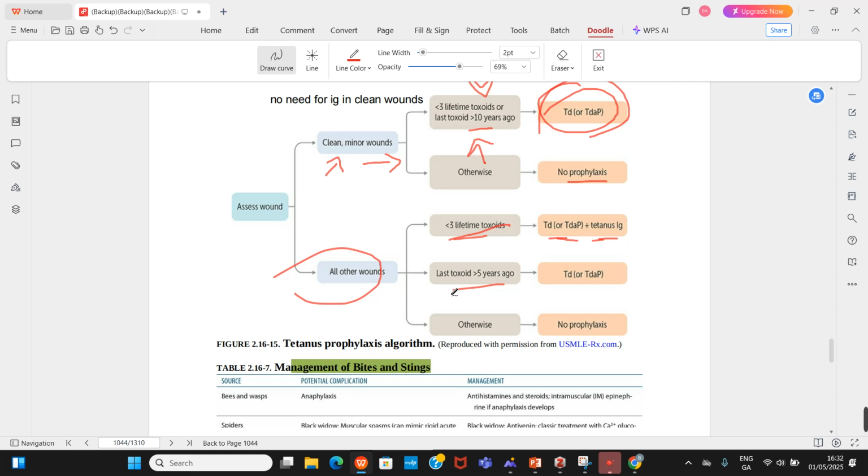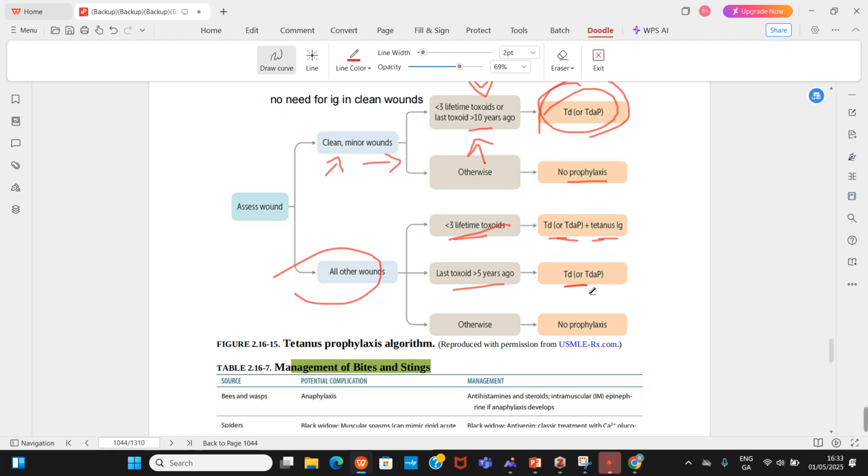But if the problem in that person is that the last time they took the toxoid was more than 5 years, not 10 years now, more than 5, because your threshold is much stricter for dirty wound. So your threshold is 5 years. If the last booster dose was more than 5 years ago, you have to consider them for the vaccine again. You must take that booster, take the vaccine again. So you give them the TD vaccine.